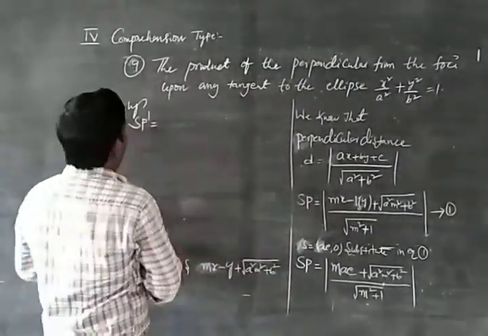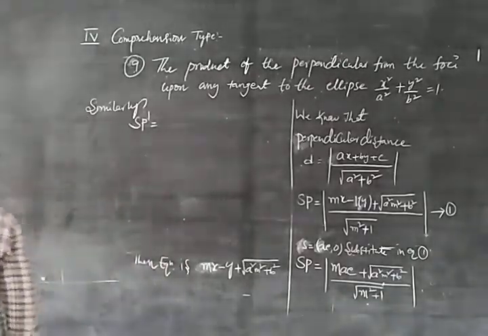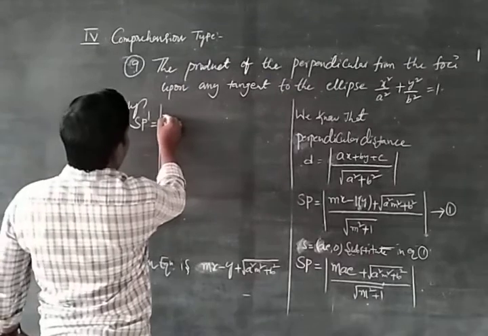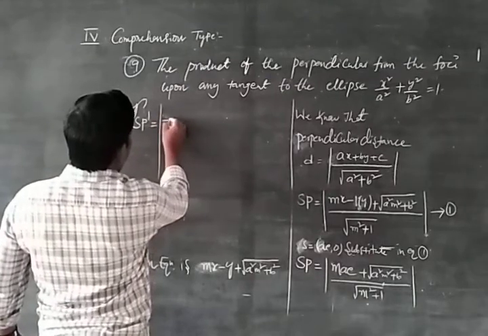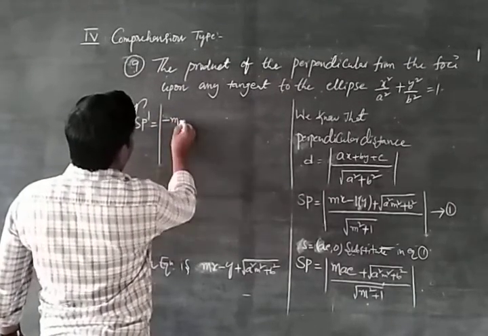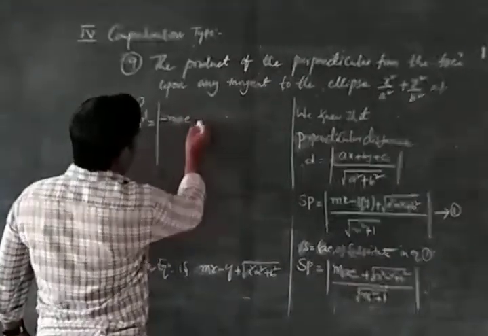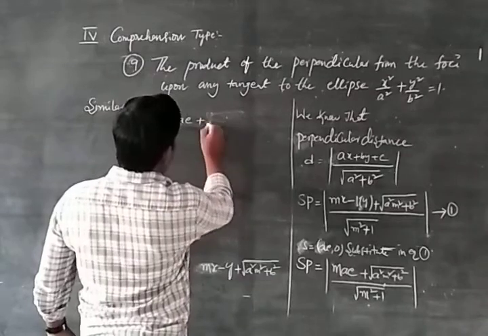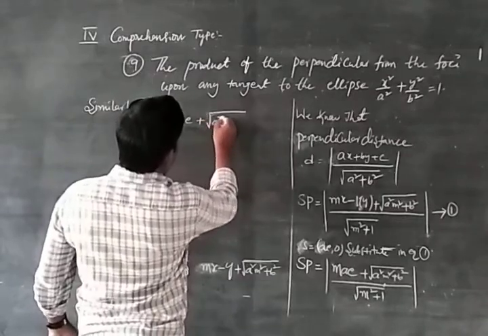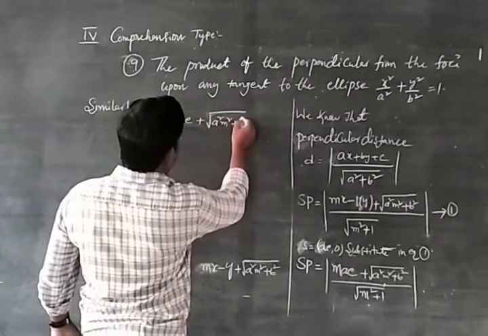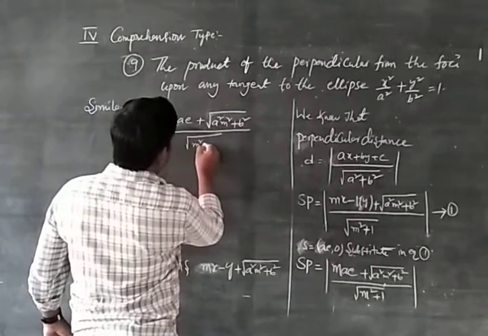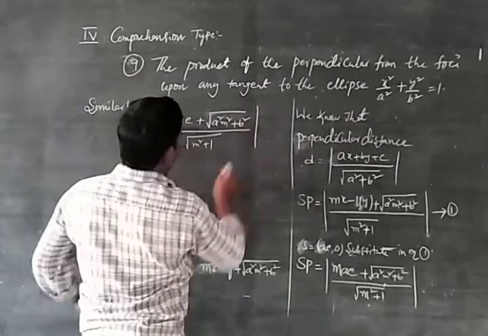That means SP dash equal to mod of minus mae plus root of a square m square plus b square by root of m square plus 1.